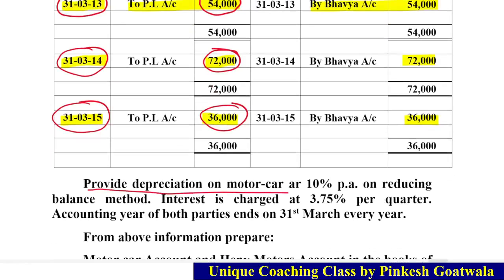Provide depreciation on motor car at 10% per year on reducing balance method. Okay, rate of depreciation is given 10% on diminishing balance method or reducing balance method. Interest is charged 3.75. Okay, and look at the words per quarter, meaning per quarter every 3 months. So interest is charged at 3.75 every 3 months. So per quarter means 3 months. Okay, so it's a 3 months interest rate that is given.